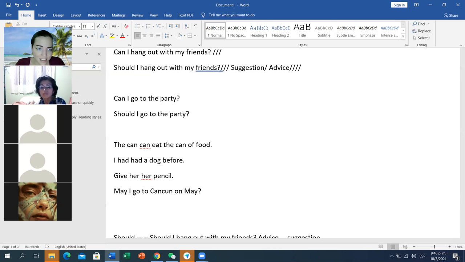Analyze the context. No significa que hay dos mayos, ni que hay dos may. Ya se sobreentiende. Can I go to Cancun? ¿Y cuándo? On May, okay? The next one, they can eat the can of food. Tres significados diferentes, can. Canino, poder, lata. Can of soda, can of food, they can, I can do it, okay? So they can eat the can of food.